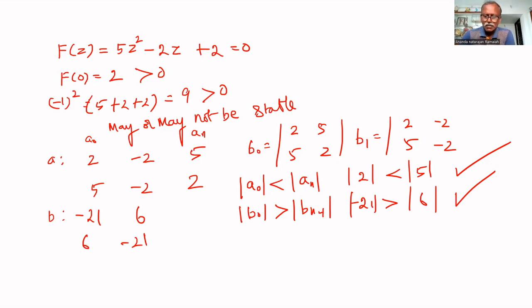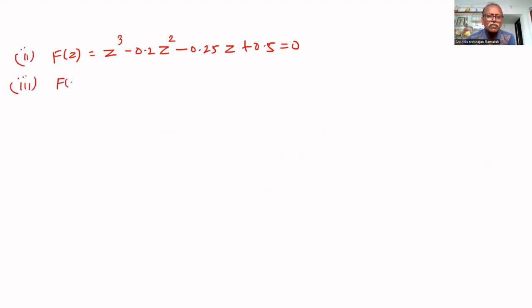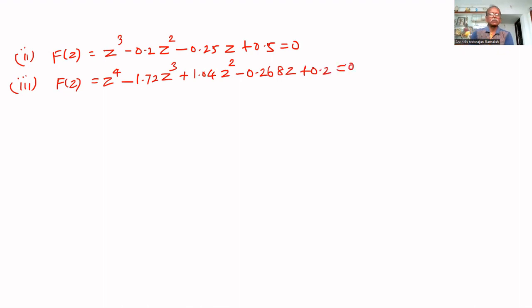That's all. Try yourself. Here, f of z equal to z cube minus 0.2 z square minus 0.25 z plus 0.5 equal to 0. This is the characteristic polynomial. Another sum: f of z equal to z power 4 minus 1.72 z cube plus 1.04 z square minus 0.268 z plus 0.2 equal to 0.